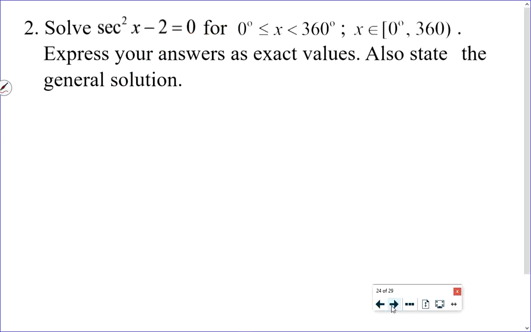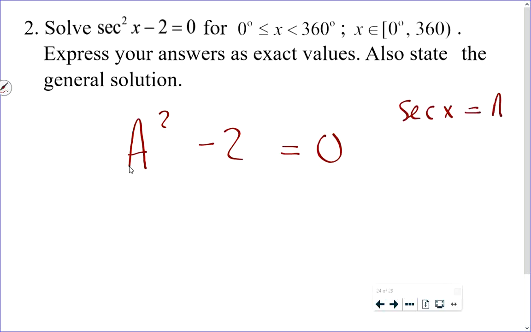Solve secant squared x minus 2 equals 0. Oh, okay, well, just a second. Is it quadratic? Yep. Secant squared of x means secant of x quantity squared. So what this really is like is a squared minus 2 equals 0. I tend to use the letter a. And what I've done is I've taken secant of x and I've changed it to a. I'm turning this into a more familiar looking thing.